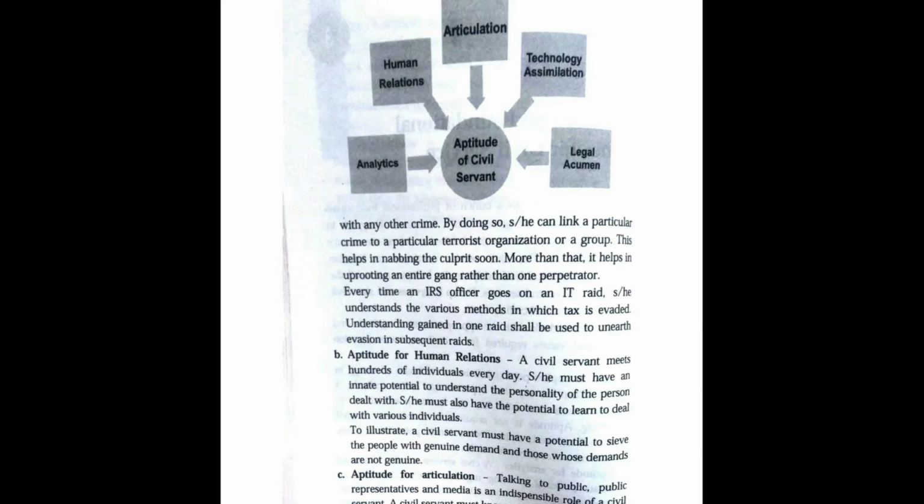Every time an IRS officer goes on to an IT raid, he understands the various methods in which tax is evaded. Understanding gained in one raid shall be used to unearth evasion in subsequent raids. तो इसलिए आप कोई भी raid कर रहे हो, if you are an IRS officer, you are doing a raid, the knowledge, the practice, the experience which you gain, it will help you in further raids. So that is called as aptitude.